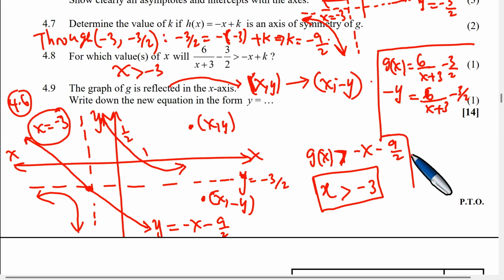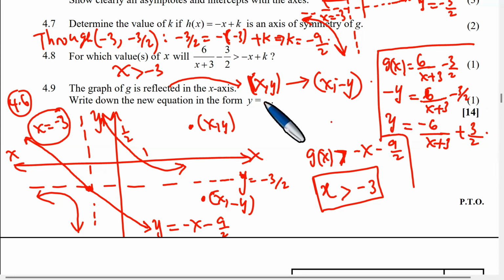But normally you need to make y the subject. So you must write the answer in the form y equals, not minus y. So you must divide by -1. Dividing by -1, the 6 is going to become negative, and this one is going to become positive, because it was negative. So the answer they want here is y equals minus 6 over x plus 3 over 2. That becomes the answer to the question. I believe that is clear enough. We move on to the next question.